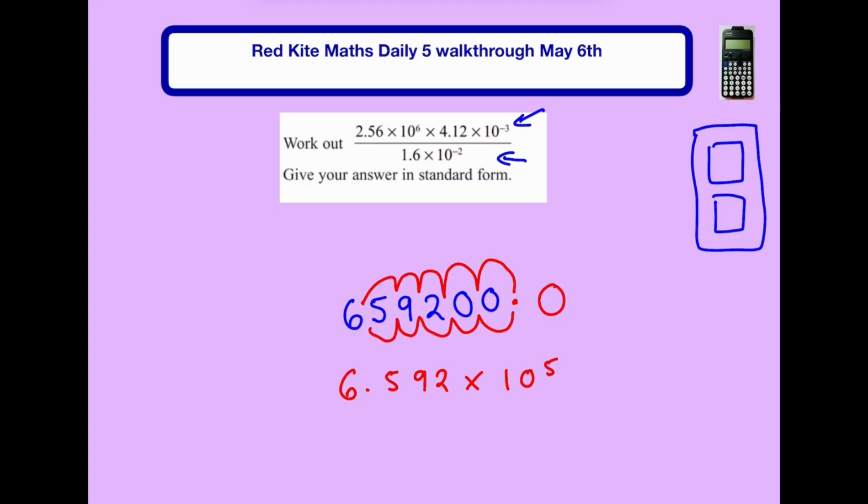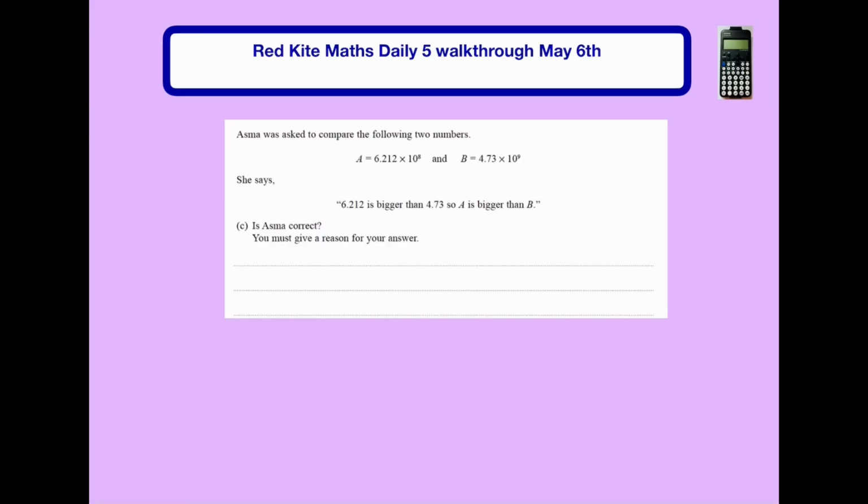Asma was asked to compare the following 2 numbers. A equals 6.212 times 10 to the power of 8, and B equals 4.73 times 10 to the power of 9. Now, she says 6.212 is bigger than 4.73, so A is bigger than B. Is she correct? And we have to give a reason for our answer. First job, work out the 2 numbers. Work out the value of A, label it A. Work out the value of B, label it B.